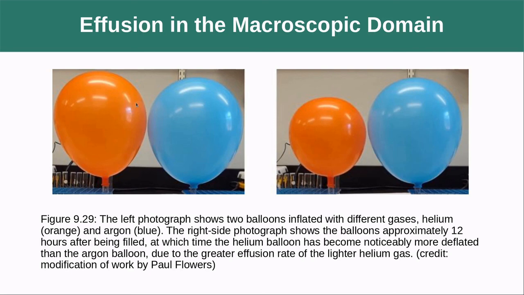Gas is slowly effusing out through tiny orifices in the surface. If we had argon and helium, or helium and argon, we would see that the helium starts to effuse out quite a bit faster.